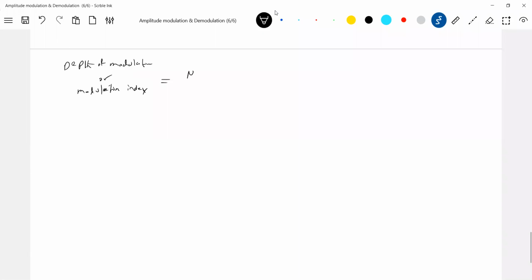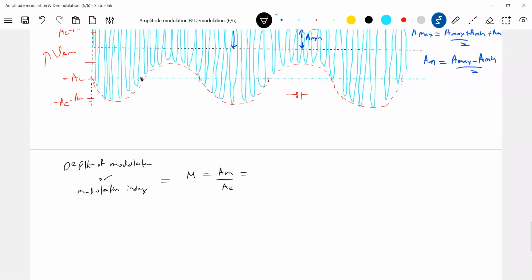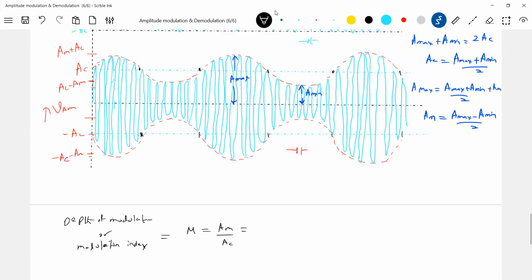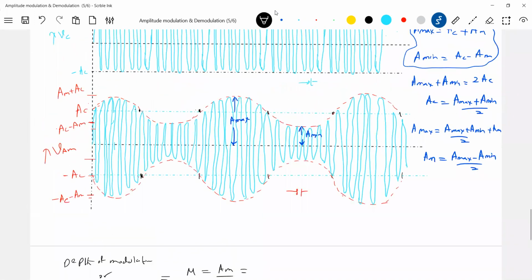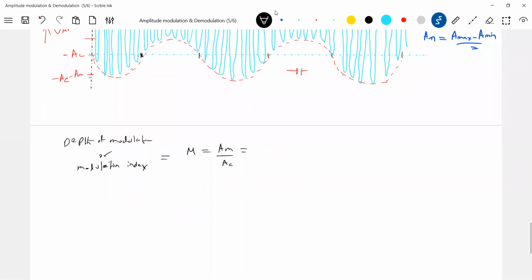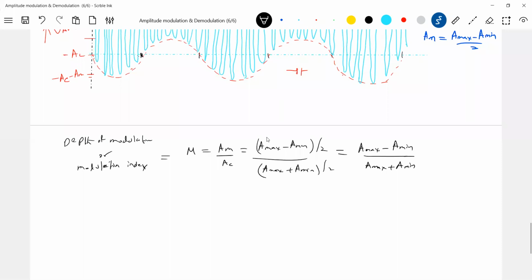So what is the mu? It is AM by AC. According to the definitions, we got AM and AC: (A max minus A minimum) by 2, divided by (A max plus A minimum) by 2. Now you could ask, what is this? What is the use of this? Okay, let's go for that envelope greeting card.